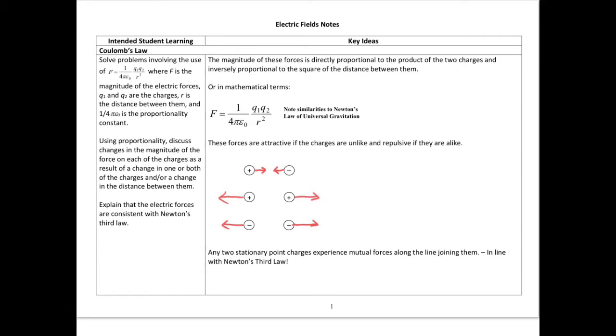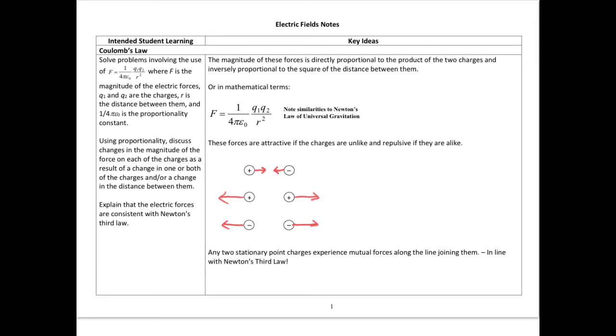Now, the force that each charge experiences is what we call mutual. So the force that the positive attracts the negative is equal to the force that the negative attracts the positive. Therefore, they're equal and opposite. The action force, there's an equal and opposite reaction force, so it's obviously consistent with Newton's third law. Same with the repulsion. The force that this charge repels this charge with is equal to the force that this charge repels this charge with, so it's consistent with Newton's third law.